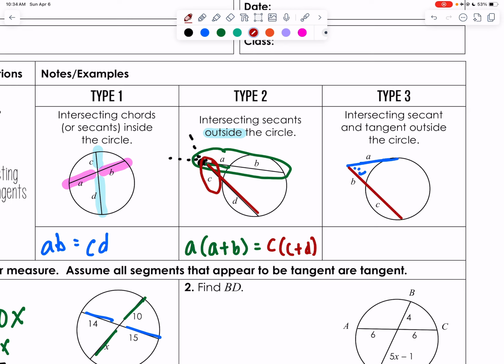So what we're going to do here is do a square. So whatever your tangent is, we're going to square the tangent. And then we are still going to do outside times the whole part for the secant part. So for my secant, I'm going to have my outside and then my whole part. And that is going to be my third type.